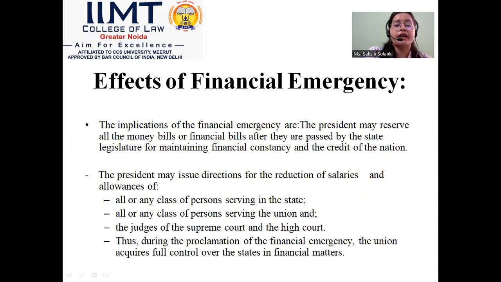What are the effects of financial emergency? Let us understand what will happen in the country, or who will be affected by this type of financial emergency. The implications of financial emergency are: the president may reserve all the money bills or financial bills after they are passed by the state legislature, for maintaining financial stability and credit of the nation. The president may issue directions for reduction of salary and allowances of all or any class of persons serving in the state, all or any class of persons serving the union, and the judges of the Supreme Court and the High Court. Thus, during the proclamation of financial emergency, the union acquires full control over the state in financial matters.